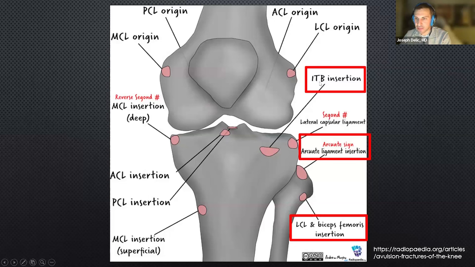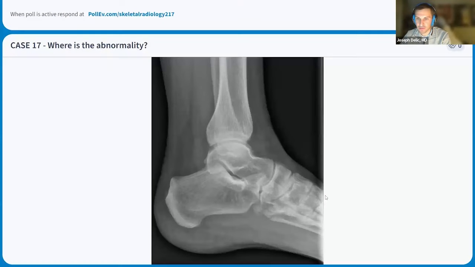A few things we didn't mention. IT band comes down to the tibia at Gerdy's tubercle. You have the arcuate ligament, or the arcuate sign, can be a little avulsion from the fibular head. And the LCL and biceps have a conjoint tendon common attachment at the lateral fibular head.